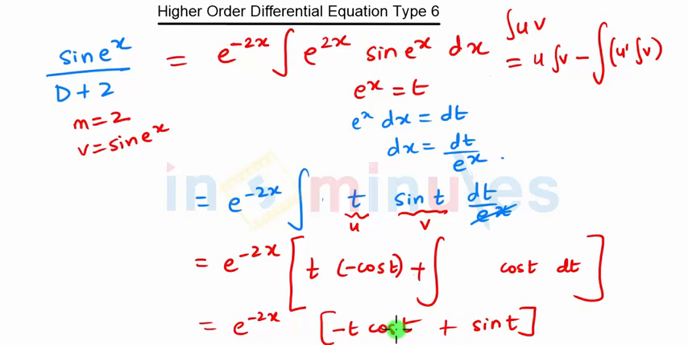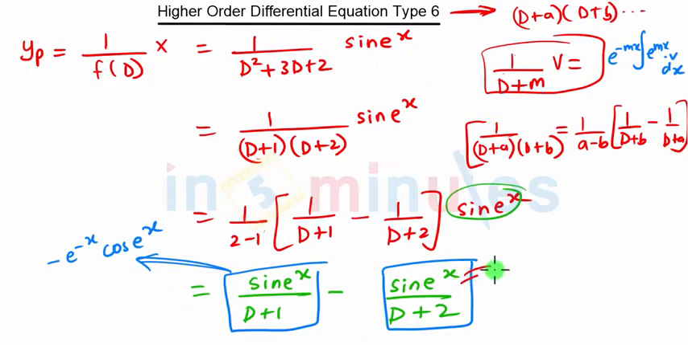sin t. So here we have all the terms in terms of x. So here also we need all the things in x. So here we are again going to substitute t equal to e^x. So we will get e^(-2x). Instead of minus t, we are going to write minus e^x cos e^x plus sin e^x. So the solution for this part is this. So we get this solution as e^(-2x) times minus e^x cos e^x plus sin e^x.